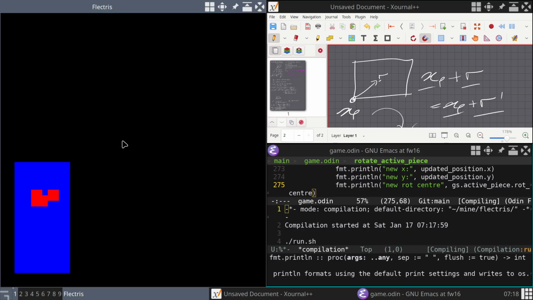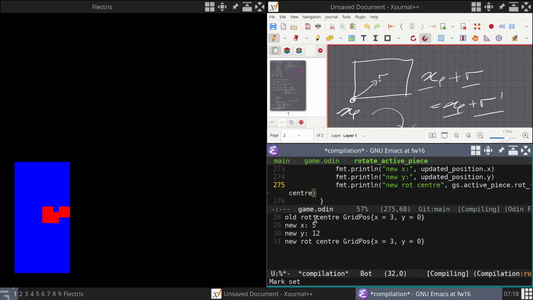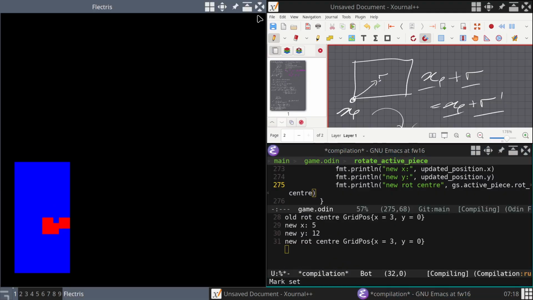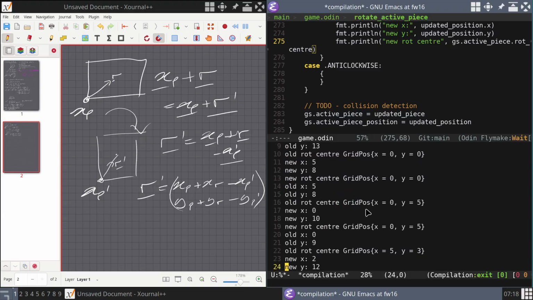Start. Get it in the middle. Bang, bang, bang, bang, bang. Right. You can tell it's sensible if you always find that basically this value plus this value and this value plus this value get in the same place.